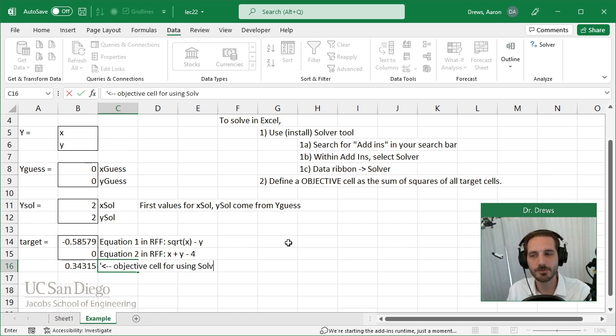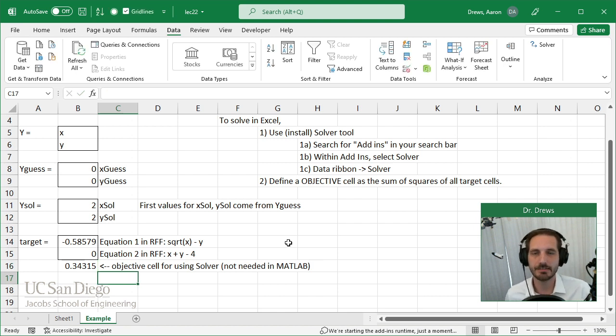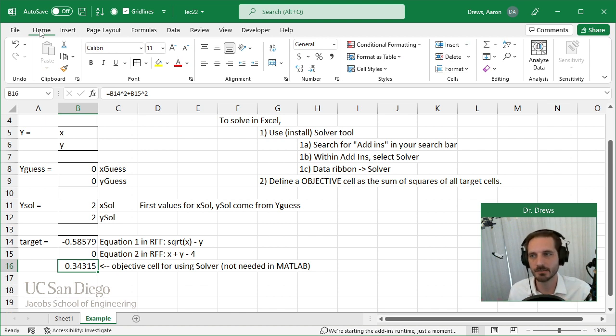And it's only for using Solver. This is not needed in Matlab. But we are going to come back to this idea because it helps us visualize things on probably Monday or Wednesday's class. It is a common way that we can solve systems of equations, to create something that looks like an objective cell that somehow encapsulates a single answer to the question, have we solved the system of equations or not? So that's going to be our objective cell.